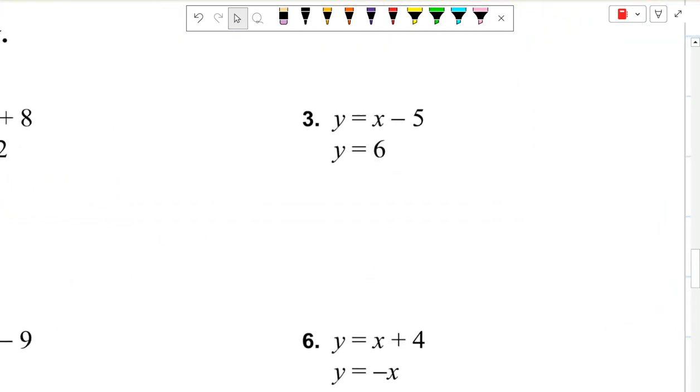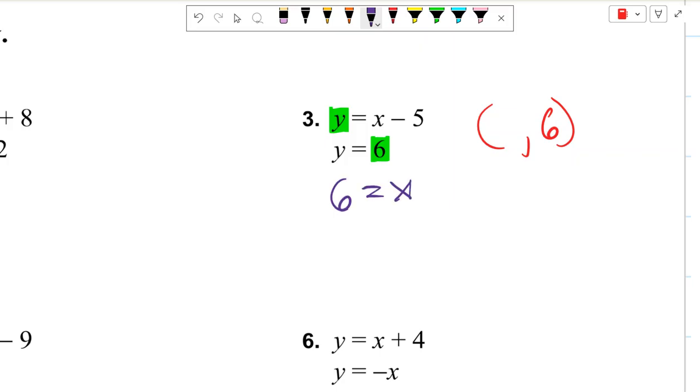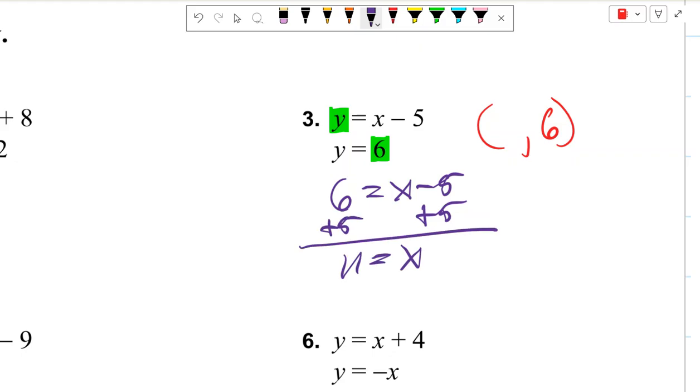So I'll start here. I already know my y value is 6. So I'm just going to substitute this piece right there. And that 6 is equal to x minus 5. I'll add 5 to both sides. And I can see that x is 11.